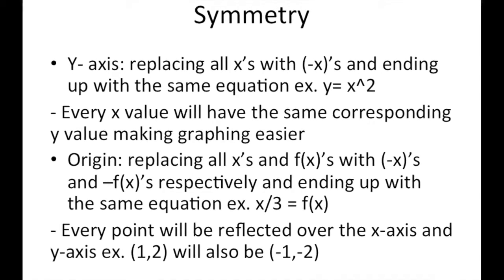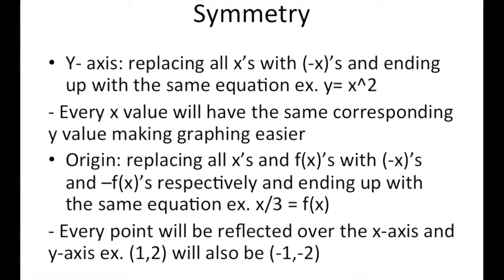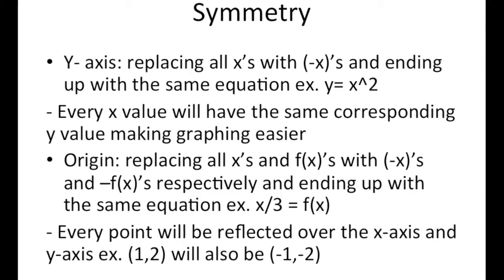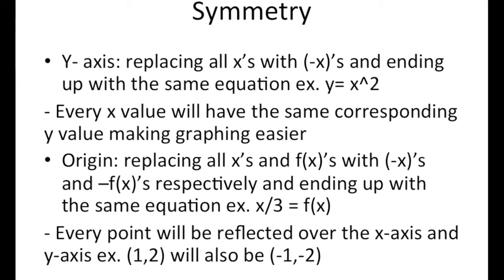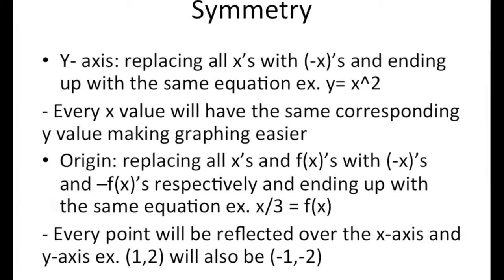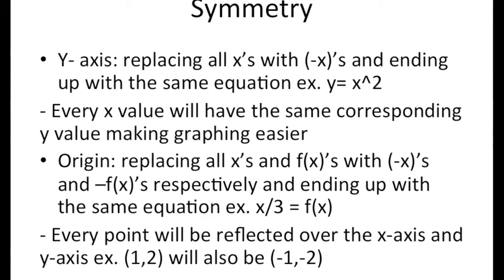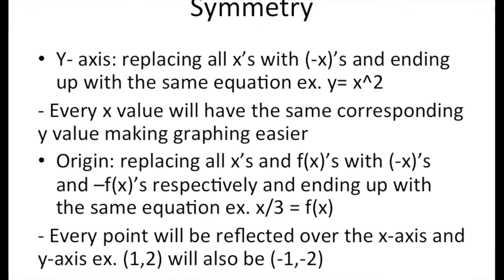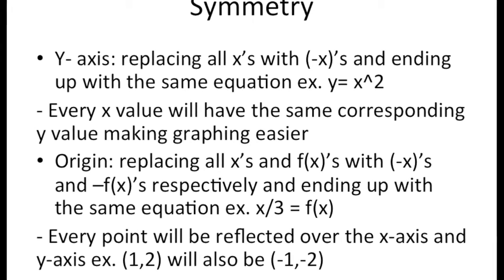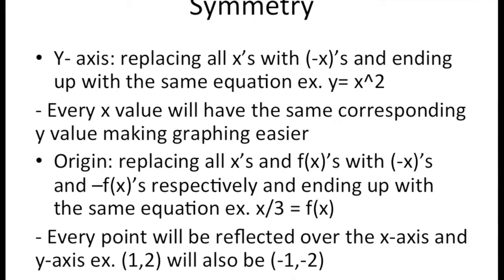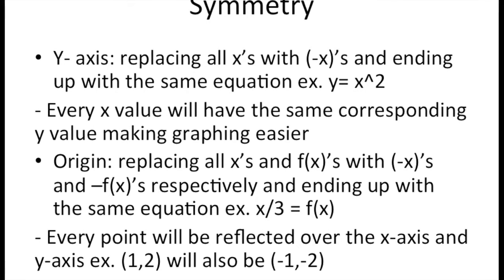If you end up with the same equation when the x's are replaced by negative x and y's are replaced by negative y, then the function displays origin symmetry. This also makes graphing a lot easier since every point will be reflected over the x-axis and y-axis. For example, if there is a point 1, 2, then there will be a point negative 1, negative 2, unless an asymptote occurs at either x equals negative 1 or y equals negative 2.